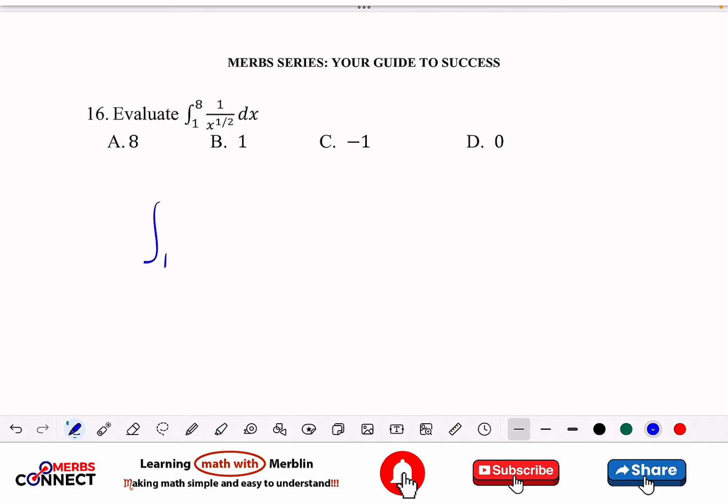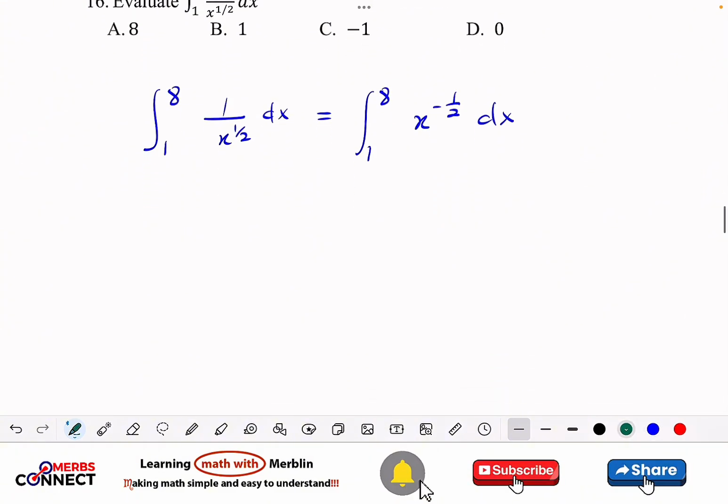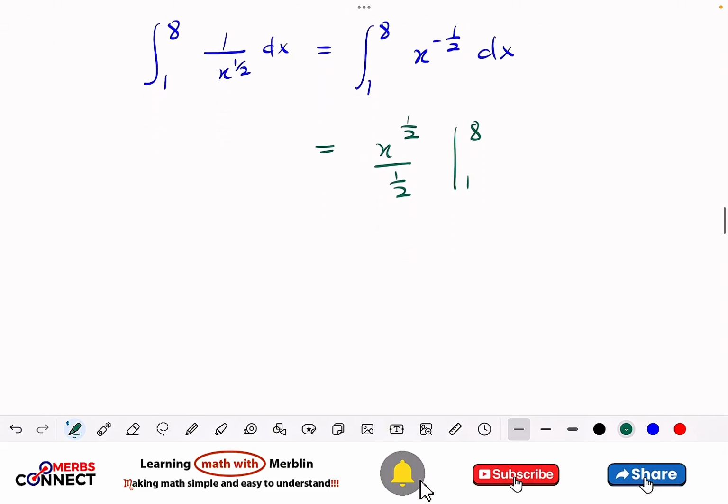So the integral from 1 to 8 of 1 divided by x to the power 1 over 2 dx. This one, I can write as the integral from 1 to 8, and then this one can be written as x to the power minus 1 over 2 dx. So that's basically what you just need to do. And then now you integrate this, you add plus 1. So this is going to be x to the power 1 over 2 divided by 1 over 2 from 1 to 8. And this is the same as 2x to the power 1 over 2 from 1 to 8.